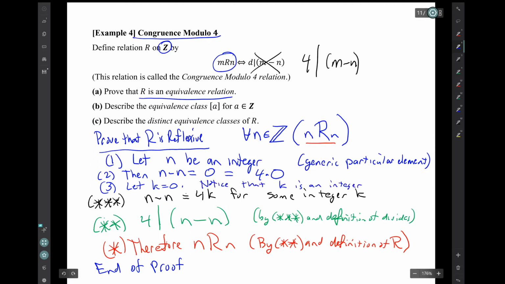So there we go. Now we're ready for the black statement. That'll be numbered 4. And the green statement is going to be numbered 5. And the red statement's going to be numbered 6. And that's the end of our proof that R is reflexive. Now we have to prove that R is symmetric. Let's do that on the next page.